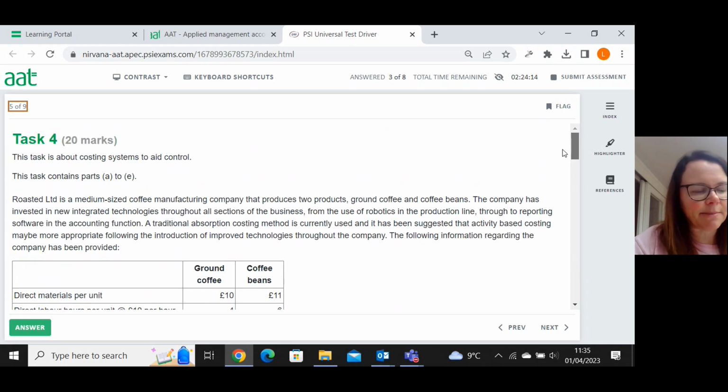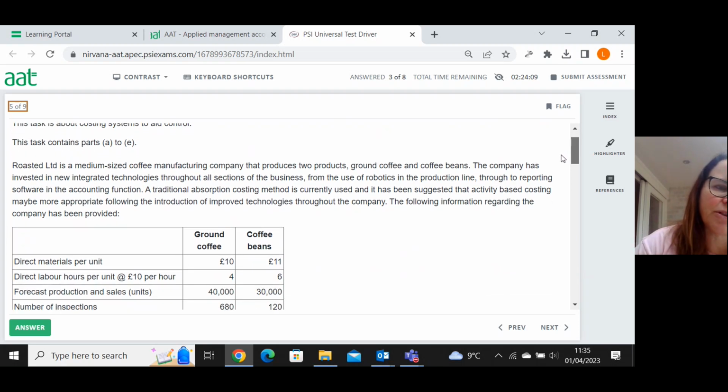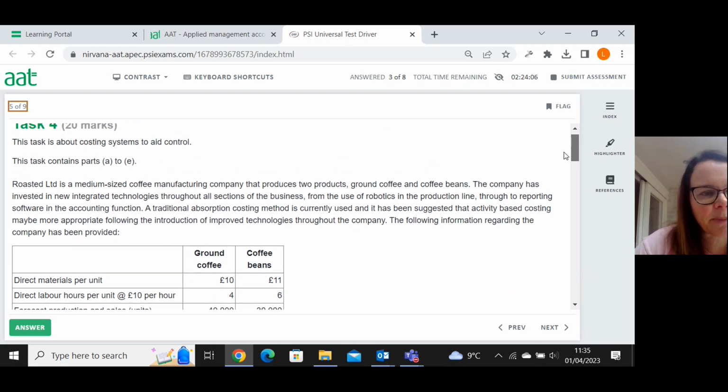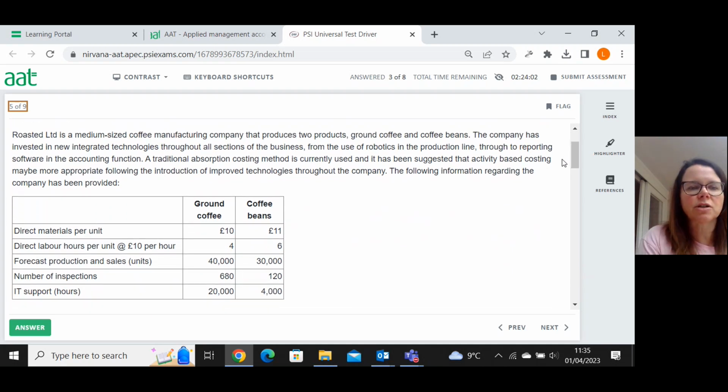So this is on activity-based costing, which I think is a top tip for the real exam. Seems to be very popular with the AAT. So let's have a look. Roasted Limited is a medium-sized coffee manufacturing company that produces 2 products, ground coffee and coffee beans. The company has invested in new integrated technologies throughout all sections of the business, from the use of robotics in the production line through to reporting software in the accounting function.